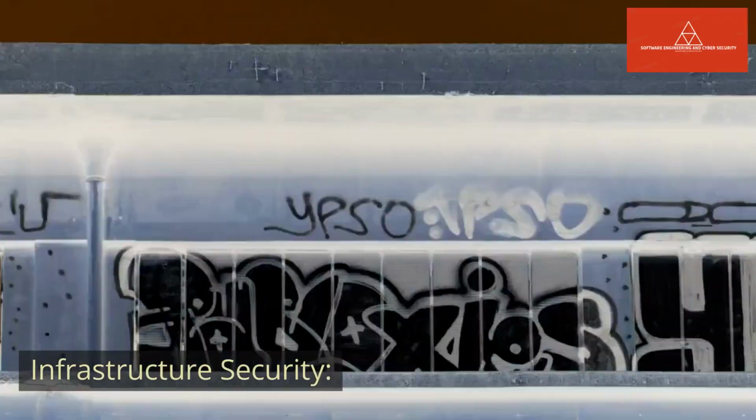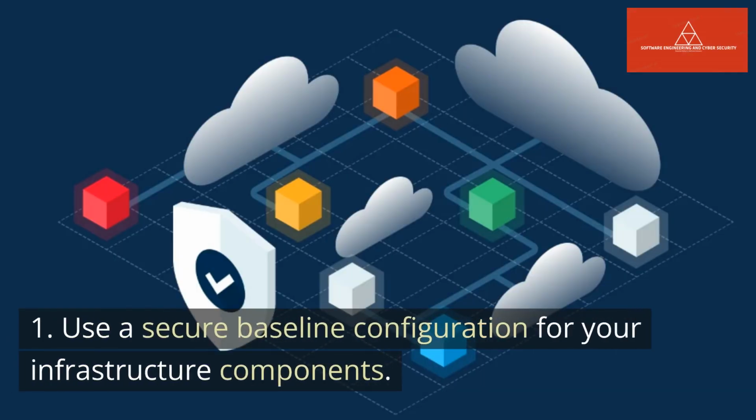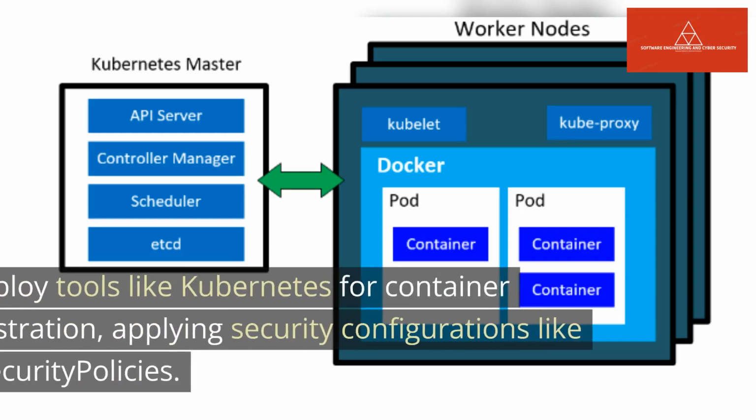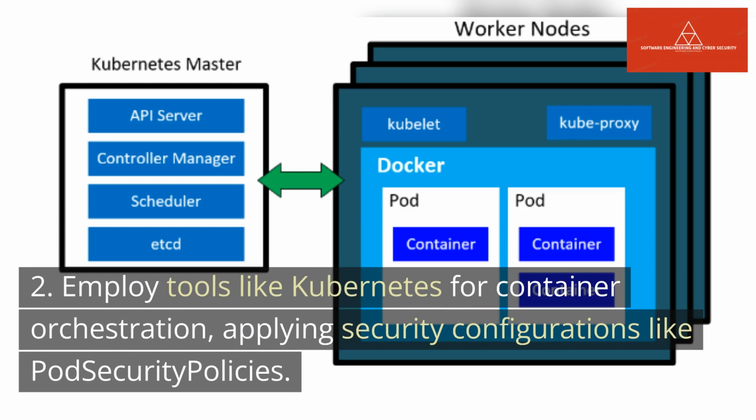Infrastructure security. 1. Use a secure baseline configuration for your infrastructure components. 2. Employ tools like Kubernetes for container orchestration, applying security configurations like pod security policies.